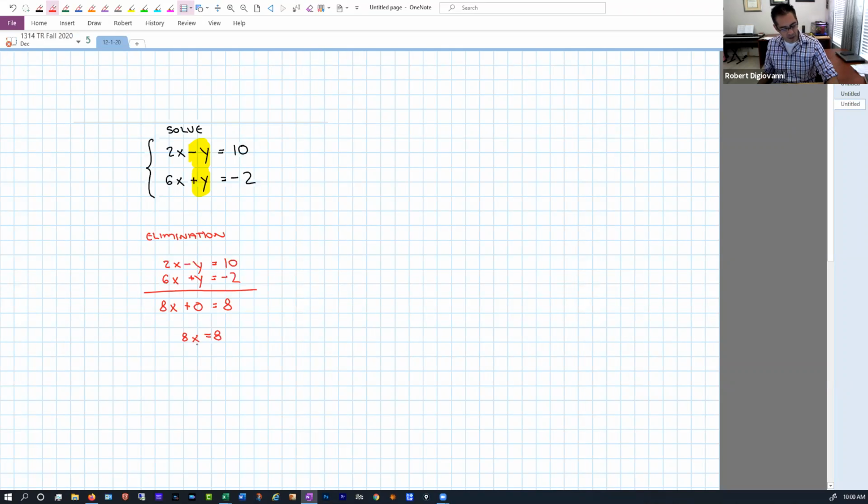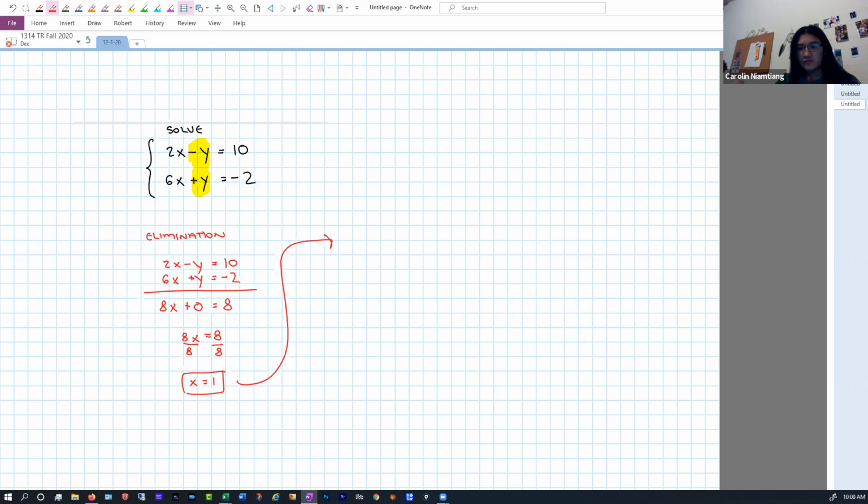And just divide both sides by 8, and x is 1. And that really came out fast, didn't it? X is 1. Now I'm going to take that and I'm going to plug that in to which equation? Which equation would you like to replace the x with 1? Doesn't matter which one you use. Any preference? First one, second one? Which one, Carolyn? The first one? Let's do the first one.